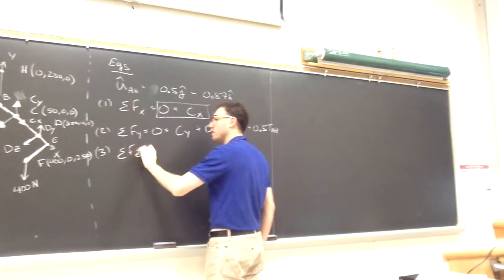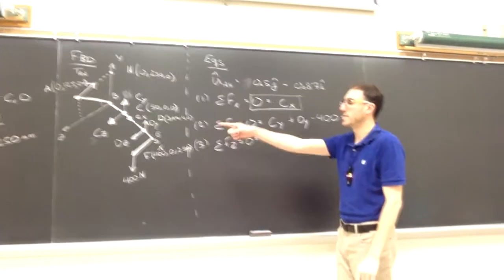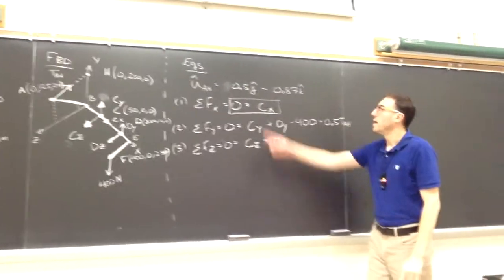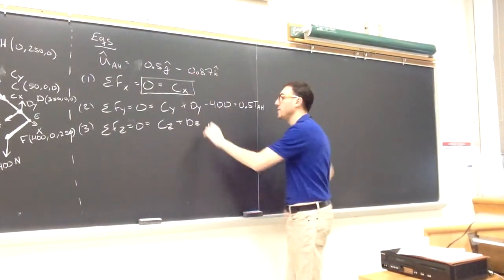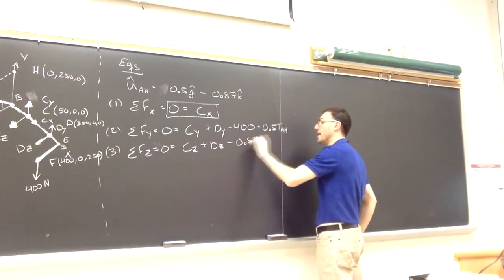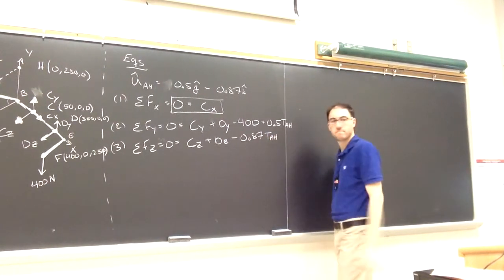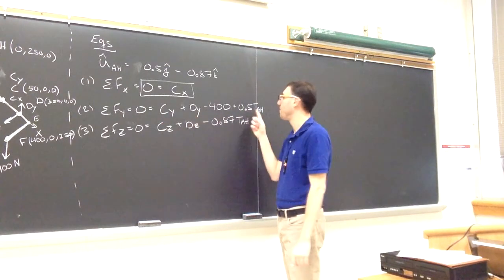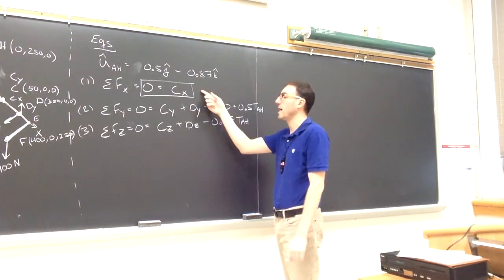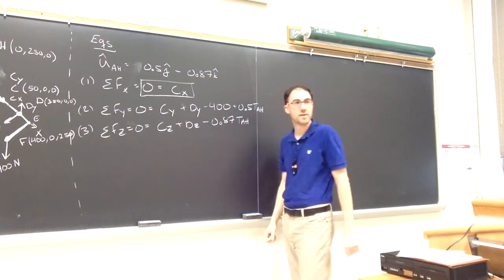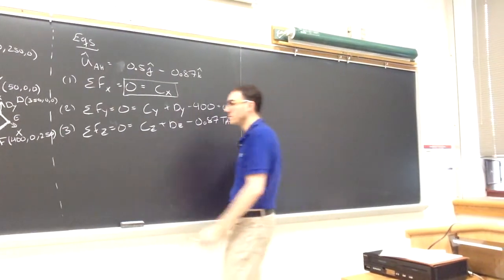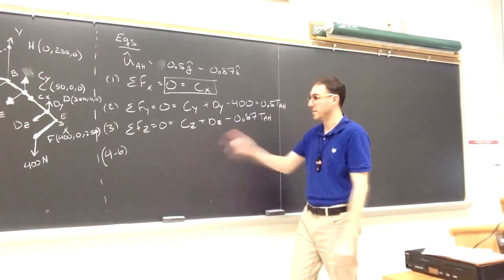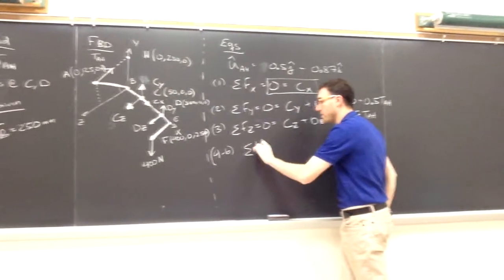And when I sum forces in the Z, I have a Cz and a Dz. And I have the other piece of my tension, 0.87 times that unknown tension AH. Between equations 2 and 3, I now have 5 unknowns, but only 2 equations. I've used equation 1 to find the value of Cx. So 4 through 6, I don't think we'll have time to do all of this, so I'll give you the answer. You can work through the rest of it.